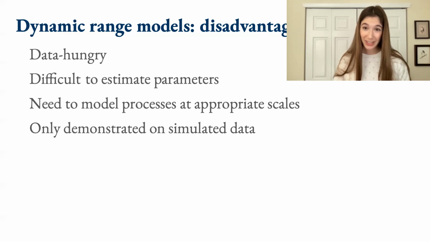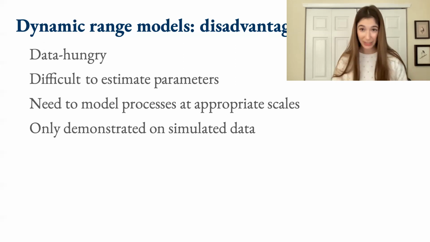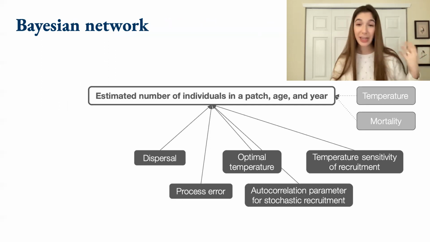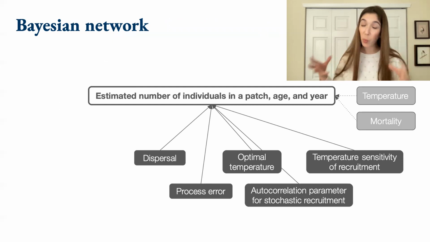And for all these reasons, dynamic range models have really only been demonstrated on simulated data. So our goal was to field test them on real data and evaluate their ability to provide useful short-term forecasts for marine species on the move. I'm not going to show you the equations for this model, but I will show you instead a Bayesian network diagram of one of the process-based models that we're testing against real data.